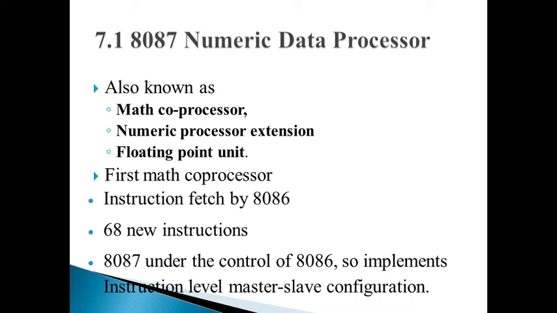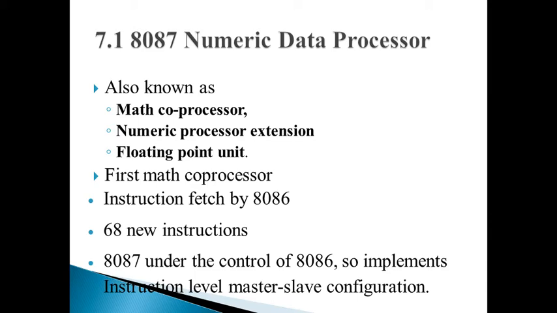8087 is known as a numeric data processor. This processor is also known as math coprocessor, numeric processor extension or floating point unit, that is NPX and FPU. This was the first math coprocessor designed by Intel to work with 8086 or 8088, these 16 or 8-bit processors.